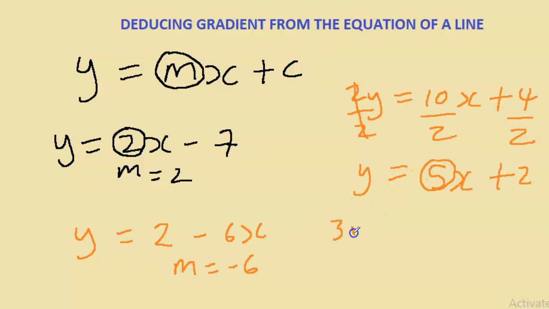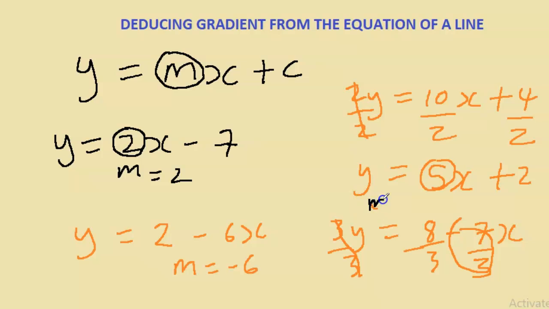Alright, another one, we have 3y equal 8 minus 7x, and I ask you, what is the gradient of that line? Yes, you'd have to divide each term by 3. So now you have the y by itself, so the gradient here is minus 7 over 3, right? Minus 7 over 3.